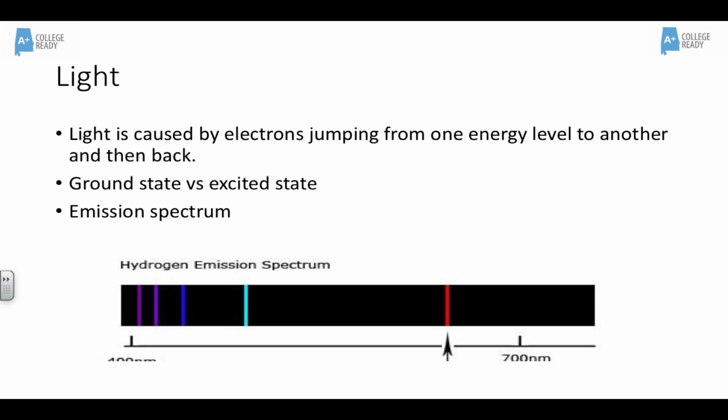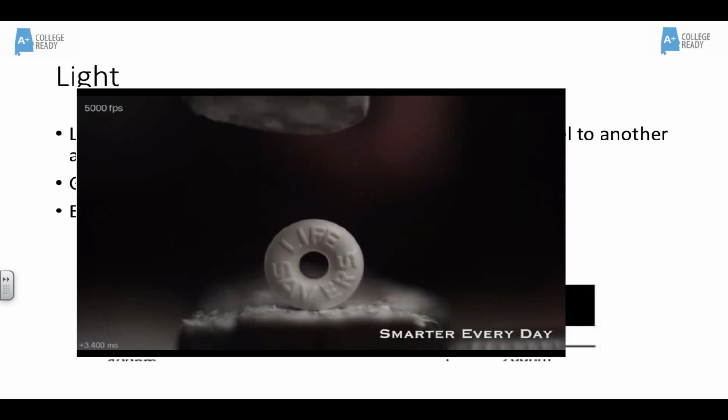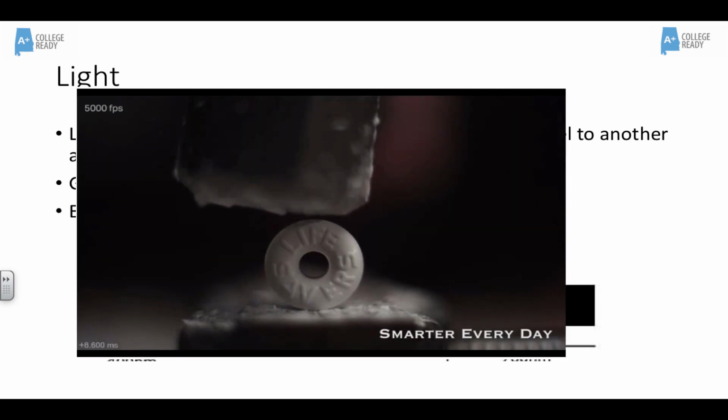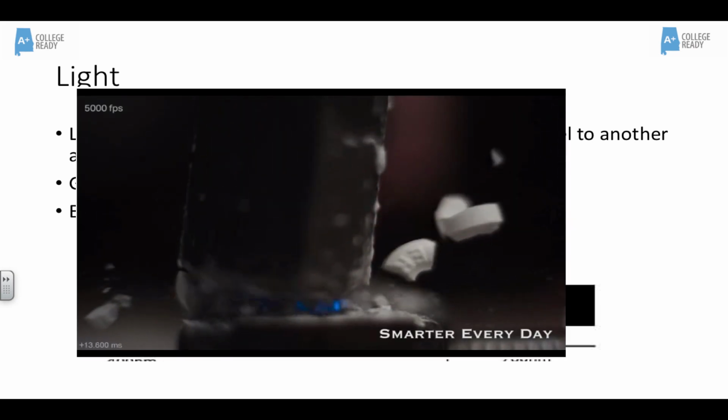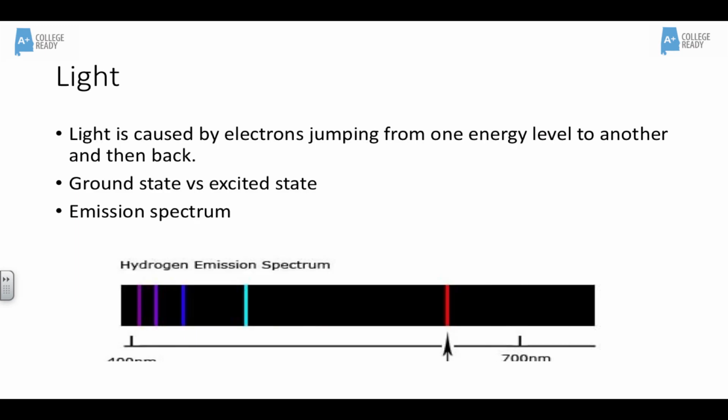Light is caused by electrons jumping from a lower energy level to a higher energy level. Why would they do that? They've absorbed energy. Could be electricity, could be fire, could even be friction. Whatever causes the electron to absorb energy, the electron jumps up from a lower energy level to an excited state, a higher energy level, and then it jumps back down.